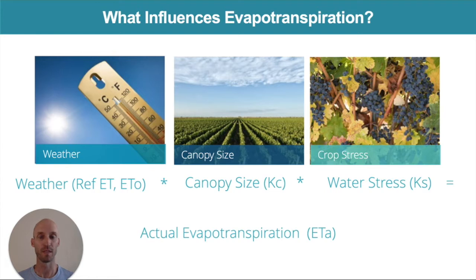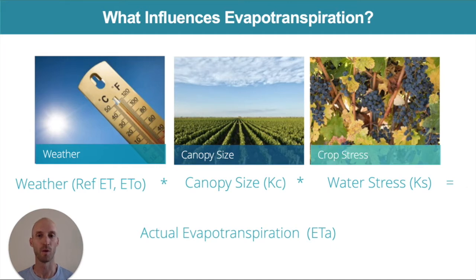The first influence is the weather. On a warm, sunny day, the plants are going to use more water compared to a cool, overcast day. The next influence is the size of the plant. A plant with more sunlit leaf area is going to use more water than a plant with less leaf area. The third influence of plant water use is how water stressed the plants are. As the plants encounter water deficits in the soil, they regulate their water use and they use less water.